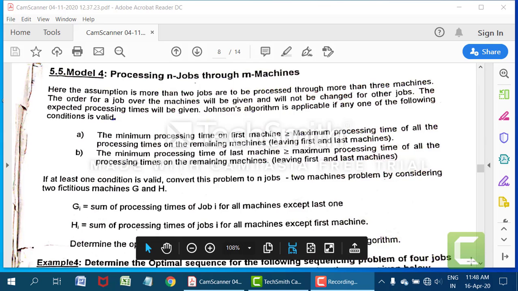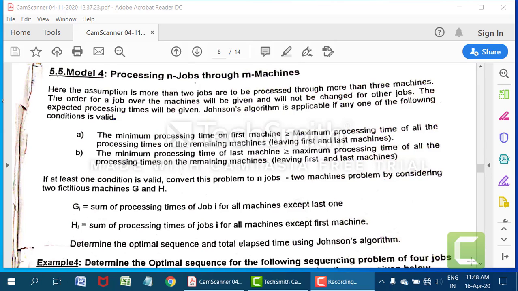Yes. Now we'll see the next model. N jobs, M machines. N jobs means if the number of jobs given in the problem is more than two, either three jobs or four jobs, five jobs, any number of jobs above two, it is called N jobs.